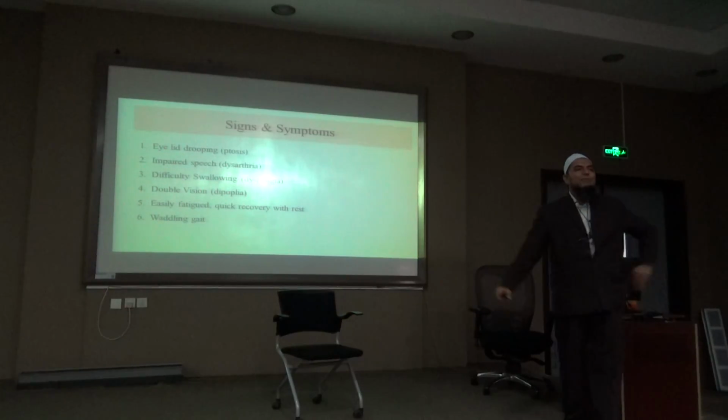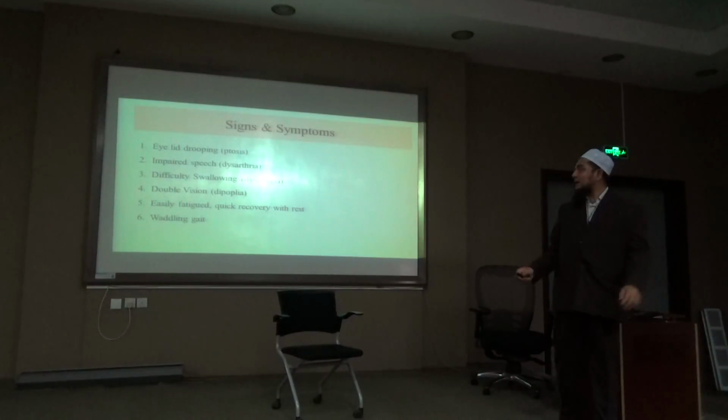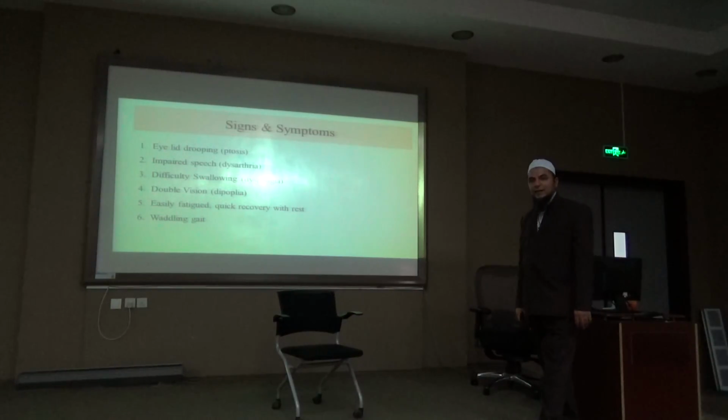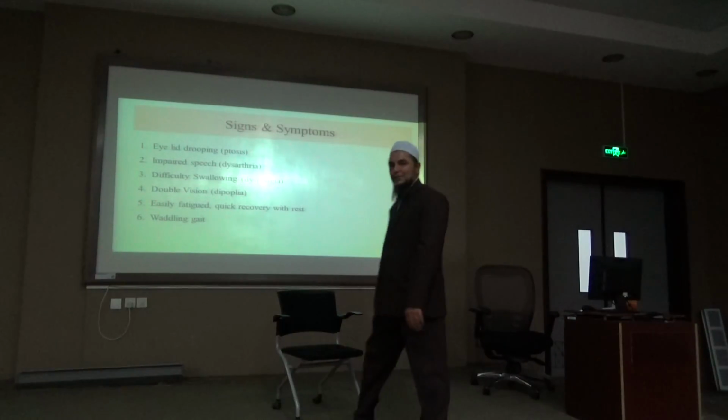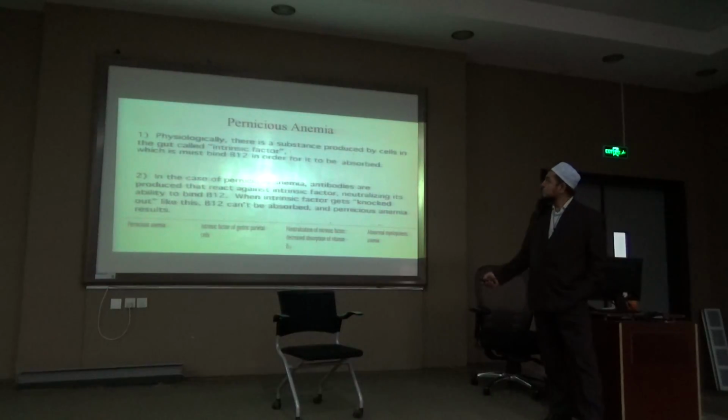Diplopia, because the muscles of the eye don't control the eyeball, so you have two visions. Easy fatigue, quick recovery with rest, is the characteristic of this. And waddling gait. What is waddling gait? Like you are moving like this. Tamam? A wide waddling gait, because the muscles are not contracting.